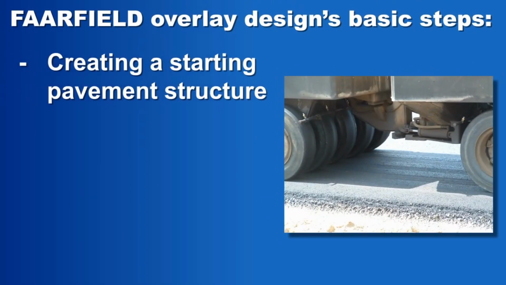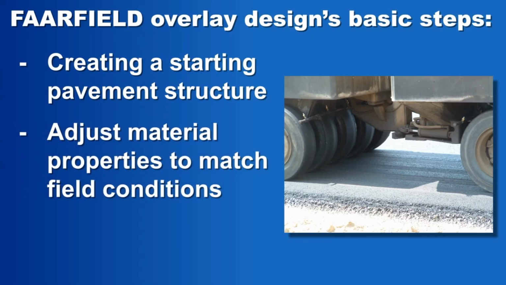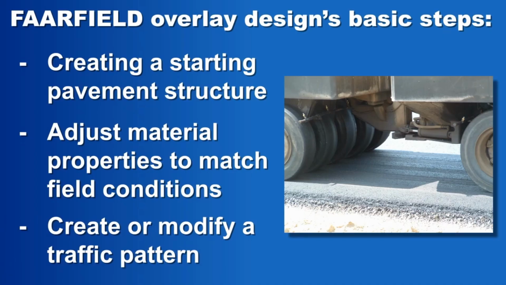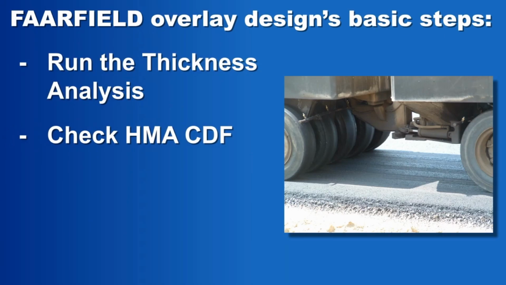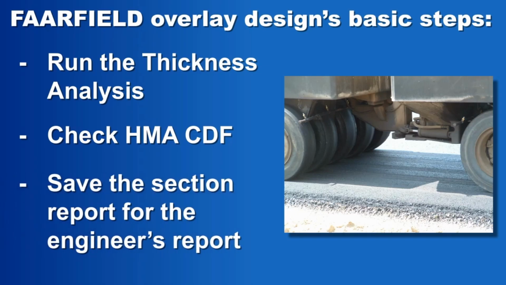Create a starting pavement structure. When possible, copy the existing structure and add an overlay layer. Adjust material properties to match field conditions. Create or modify a traffic pattern. Run the thickness analysis. Check HMA CDF. Save the section report for the engineer's report.